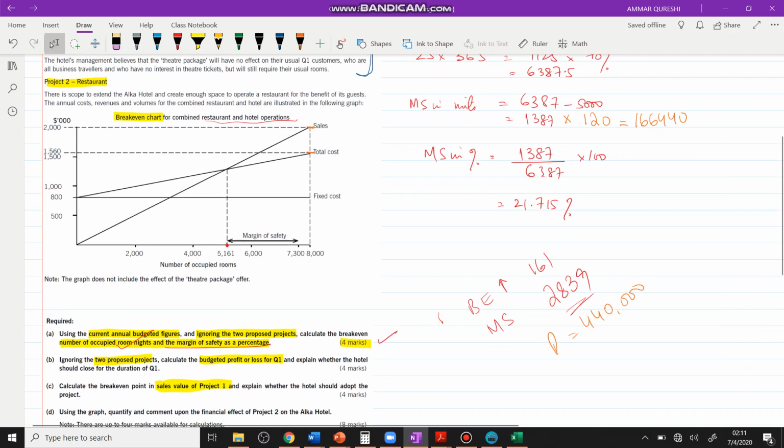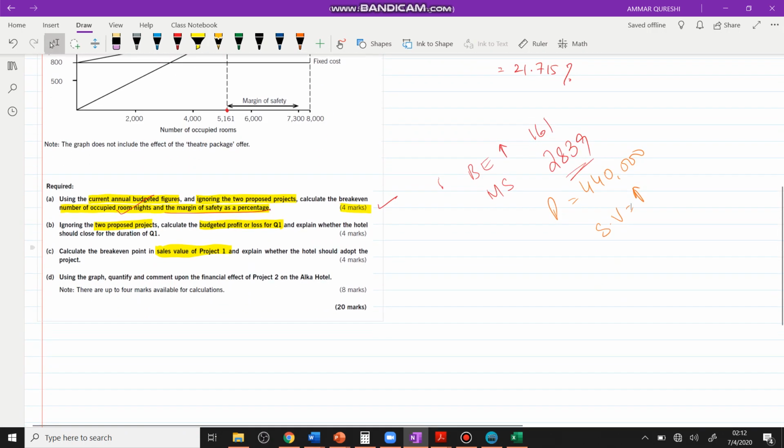So there's a slight increase in break-even point, but there is a significant increase in margin of safety. There is a significant increase in profits. Your sales volume is expected to increase. Initially, sales volume was just 70%. Now we are expecting that sales volume will be around 8,000. Considering all these facts, it seems that the restaurant business is a beneficial option for the company, right? So it's just an 8 mark requirement.